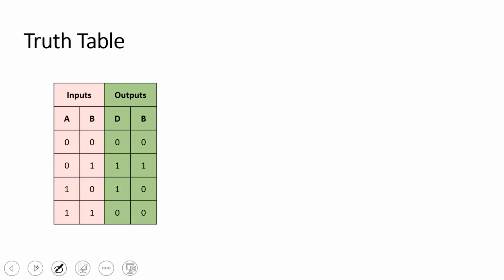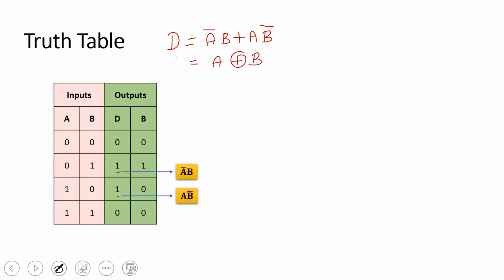Ipa idila irundhu difference thaniya expression, borrow thaniya expression eludalam. Difference column la 1 irukku paarunga, rendu edathla 1 varudhu. Appo adoda corresponding input combination 0 1, adhu A bar B nu eludalam. Next adutha 1 oda corresponding combination 1 0, adhu A B bar. Appo difference oda expression is A bar B plus A B bar. This looks like an XOR gate. So, difference is A XOR B.